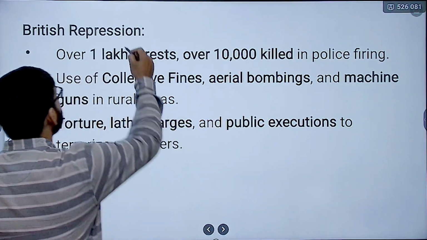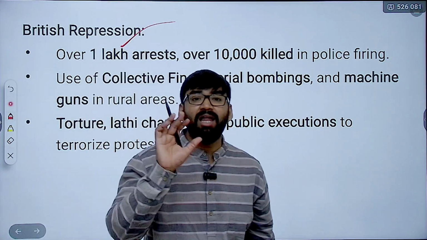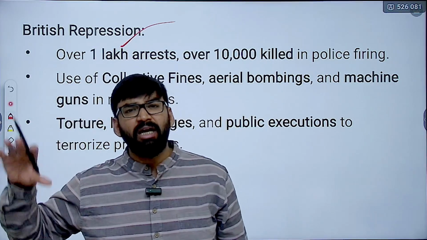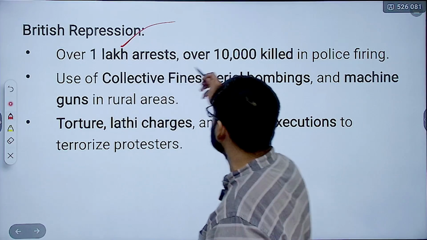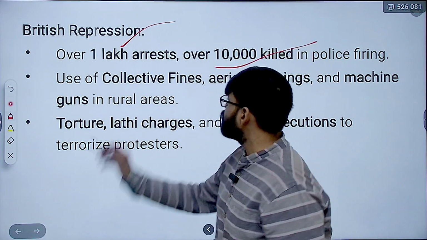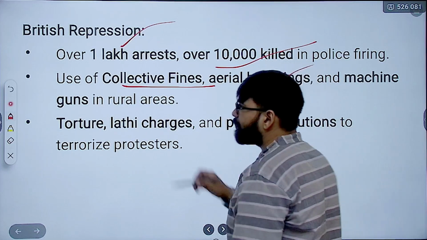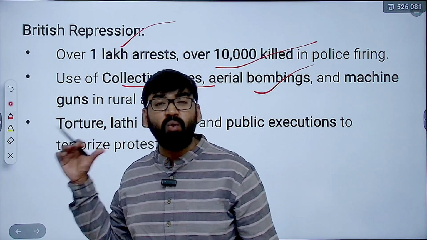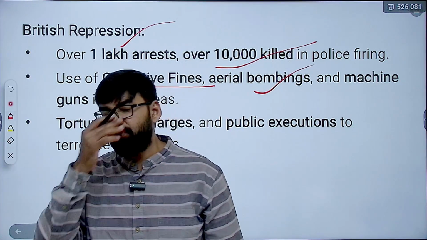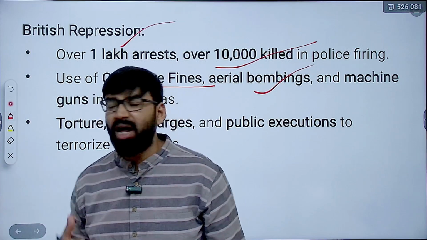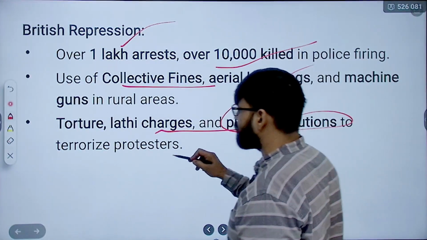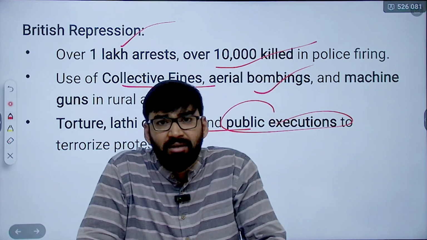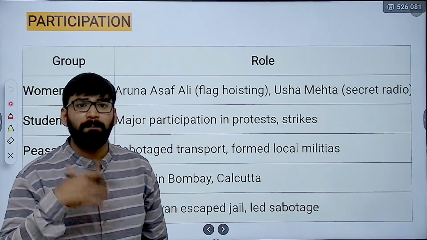And if we see the British repression, around 1 lakh people were arrested, the jails were full. Over 10,000 were killed in police action or police firing, as you can see here. Clear? Use of collective fines, aerial bombing and machine guns in rural areas. For the first time, we have seen such a violent struggle, in 1942. Then torture, lathi charges, public executions to terrorize the protesters, so that people would not protest out of fear. And various groups participated.